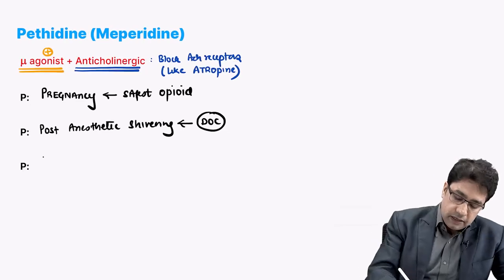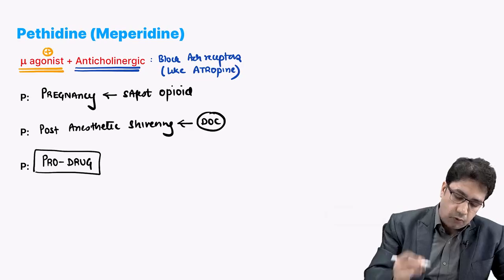Now what is post-anesthetic shivering? Let's say after anesthesia or after the surgery is over, the patient wakes up and has shivering because of dysregulated temperature centers. The temperature centers have not recovered properly. The patient has shivering due to excessive heat loss. When we give an opioid like pethidine, it regulates our temperature center and shivering is gone. And the last P with pethidine is that pethidine is a prodrug.